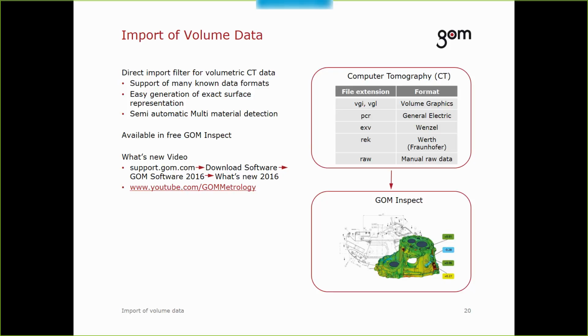There is a direct import filter for volumetric CT data in GOM Software 2016. The software supports many known data formats. The generation of an exact surface representation is easy. And the software detects multiple materials semi-automatically. The import of CT data is also available in the free GOM Inspect. Please have a look at the What's New video, import of CT data, in our GOM service area or on YouTube.